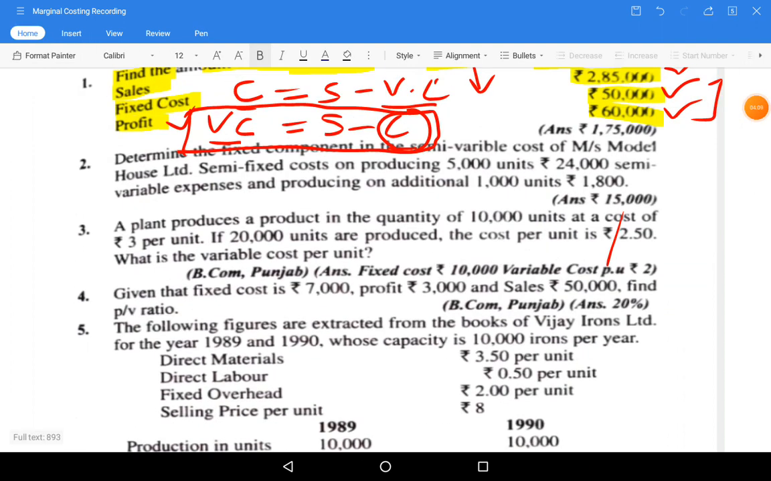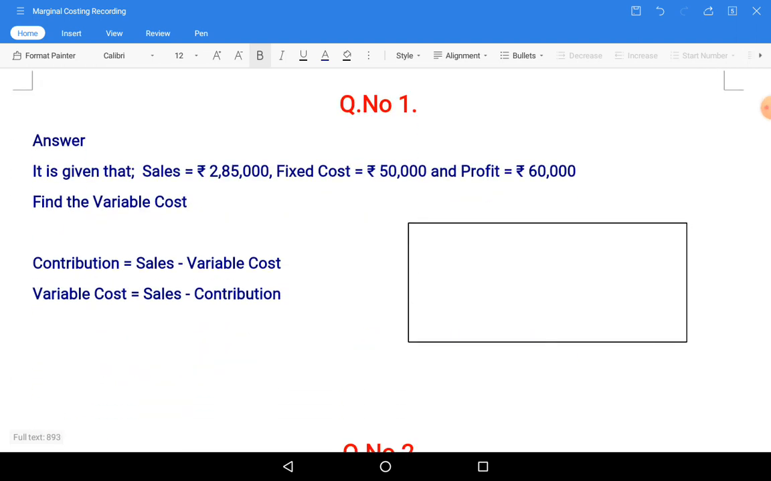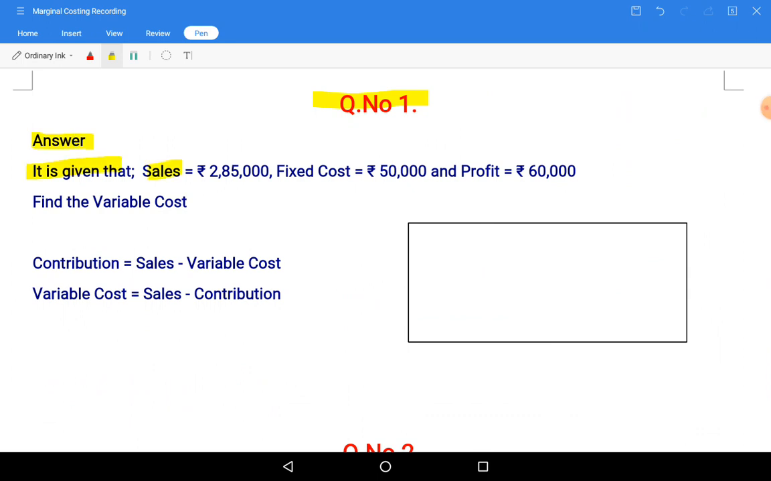Here is how we need to solve and present the answer. Let me tell you one by one. We are doing question number 1. Answer: it is given that sales are 2,85,000, fixed cost 50,000, profit 60,000. This is the information given, and we are asked to find out the variable cost. We don't know the variable cost.